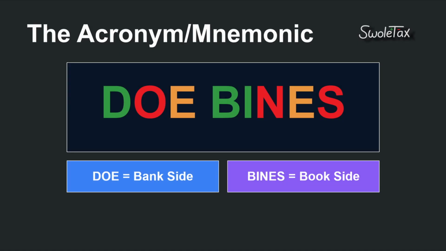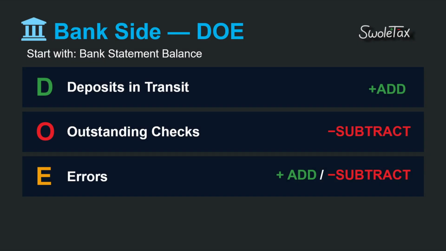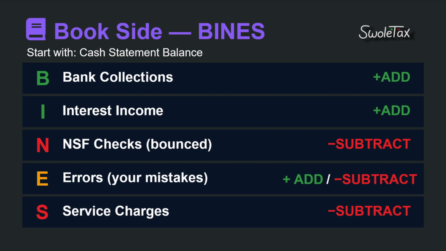So check this out. I use an acronym called DOE BINES. The acronym is split between the bank side and the book side. On the bank side is deposits in transit, outstanding checks, and errors. Then on the book side, it's bank collections, interest income, NSF checks, errors, and service charges.